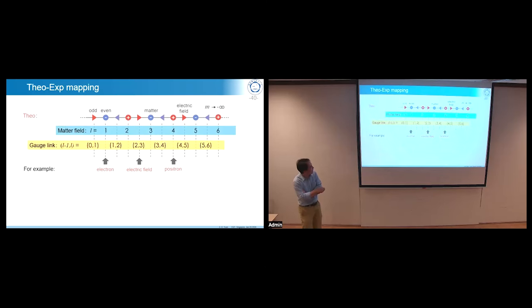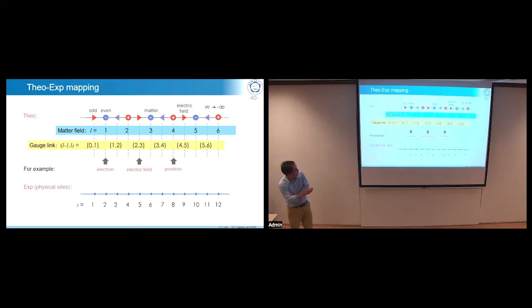You see that in theory, this is a so-called staggered fermion model. On the lattice sites, we have the matter here: negative matter, positive matter, matter. And here, this is the gauge field and also the connected electric field. This is a theoretical model.